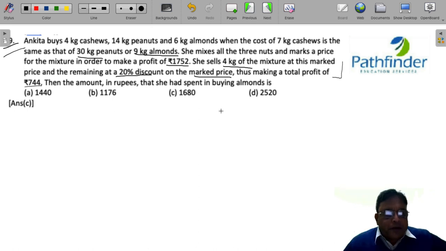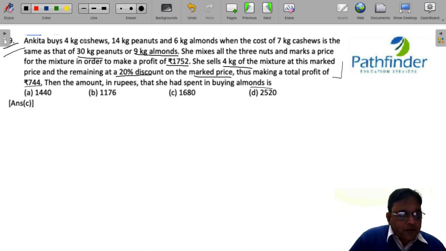Then the amount in rupees that is spent in buying almonds is. The question is not difficult per se, but it definitely requires you to process a lot of information provided here. So let us say the price or the cost of cashews is x per kg, peanuts y per kg, and almonds are z per kg.